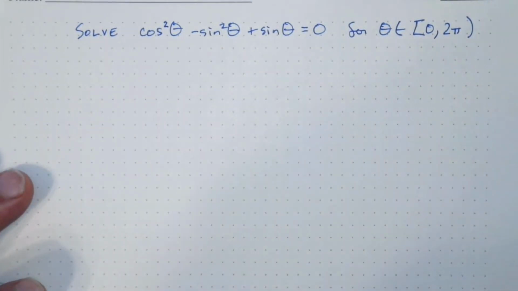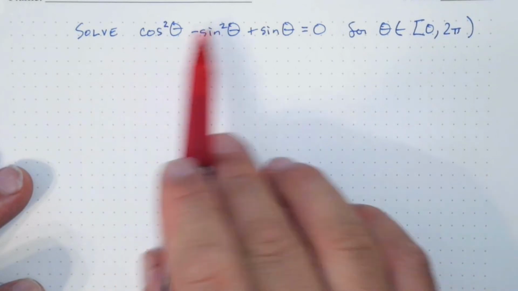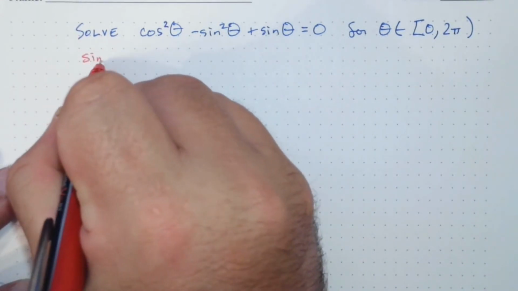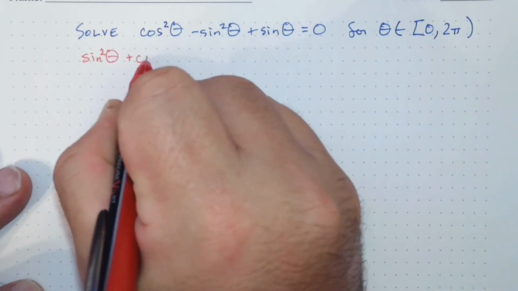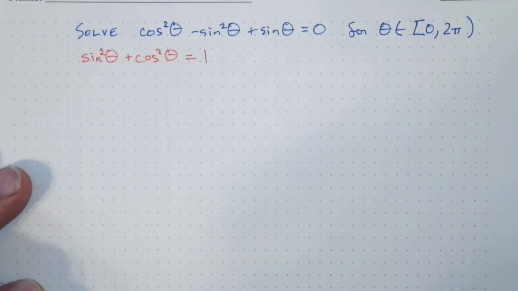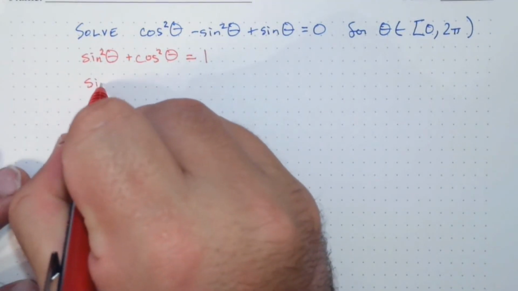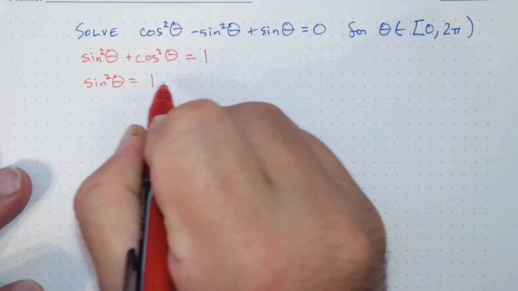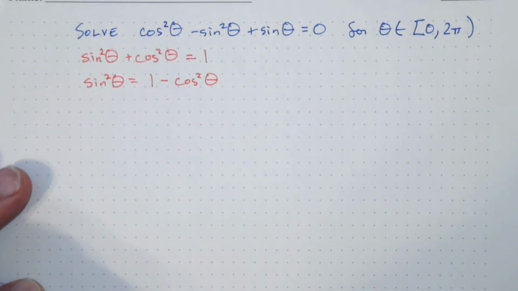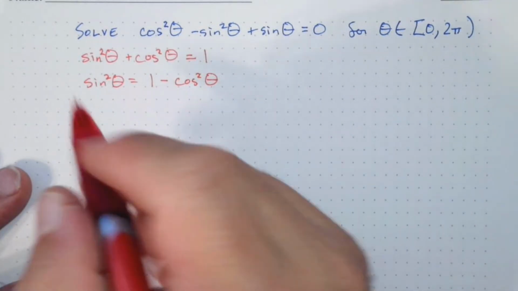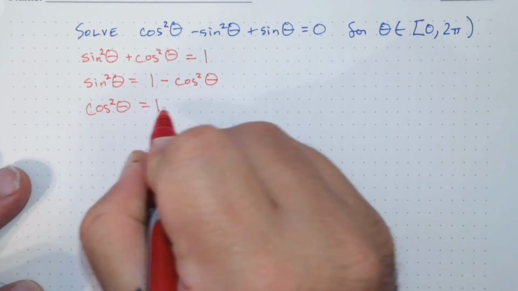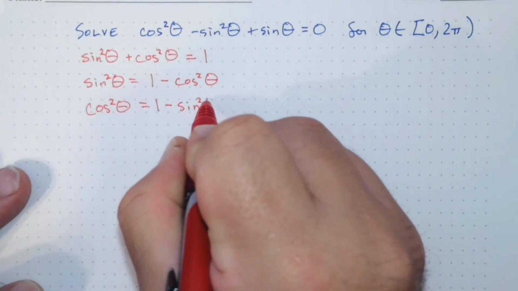So let's remember our Pythagorean identities because we see a cosine squared and a sine squared here. We want to be careful about those, right? We know one identity is sine squared of theta plus cosine squared of theta is equal to 1. If we rearrange and solve for sine squared, it is 1 minus cosine squared. And if we rearrange for cosine squared, we could say that the cosine squared of an angle is going to be equal to 1 minus the sine squared of that same angle.